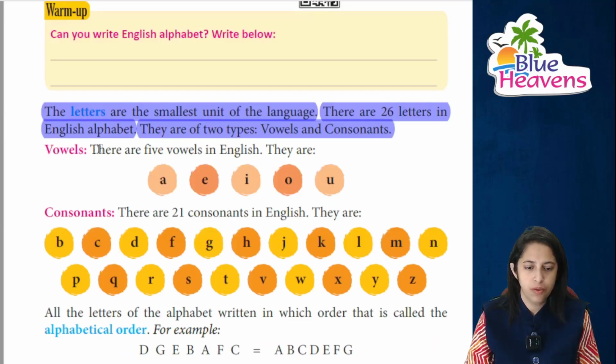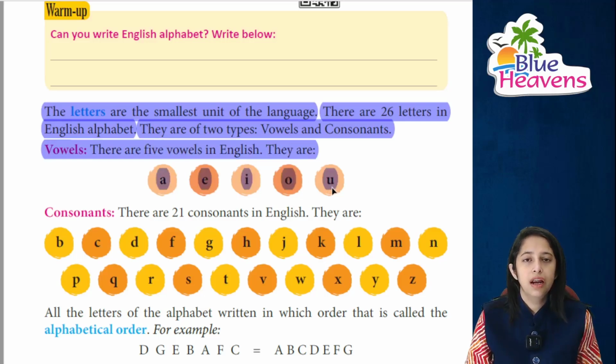Consonants and vowels, right? What are vowels? There are 5 vowels in English and they are A, E, I, O, U. Vowels कितने होते हैं? 5 होते हैं और उनको क्या बोलते हैं? A, E, I, O, U.